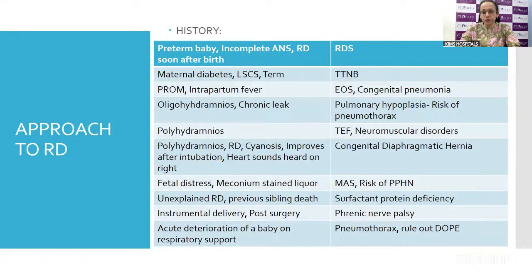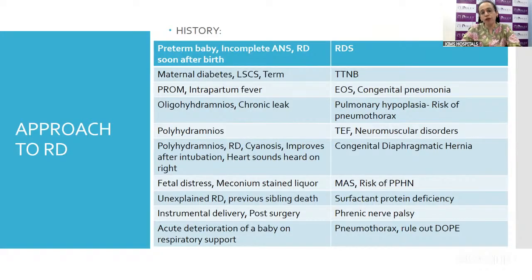So till now, we have seen a different spectrum of cases of respiratory distress in the neonates. So based on the history, how will we suspect? If it's a preterm baby with incomplete antenatal steroids and having respiratory distress soon after birth, then suspect respiratory distress syndrome in the baby, start the delivery room CPAP, and then do the complete evaluation for the baby. Surfactant if needed, SOS.